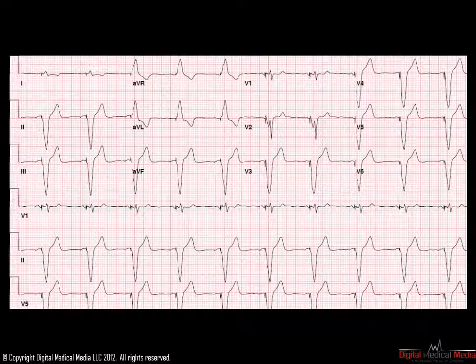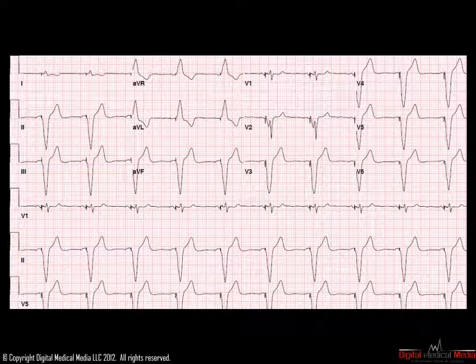The second on the list of causes for a short PR interval is seen on this 12-lead ECG. As we look carefully, we can see that dual chamber pacing is occurring. There are pacing spikes in front of the P waves and pacing spikes in front of the beginning of the QRS complexes.